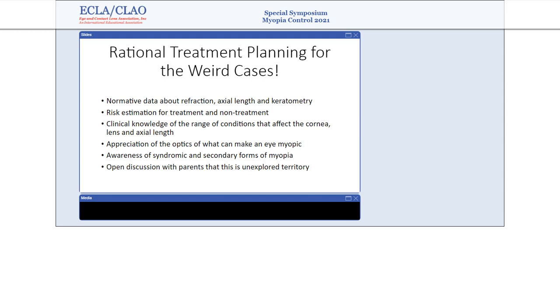We also have a great knowledge about conditions affecting the cornea, the lens, and the length of the eye. We're all trained up in appreciation of the optics, but thinking about how an eye becomes myopic is important, and particularly in the kids I see, awareness of syndromic and secondary forms of myopia.